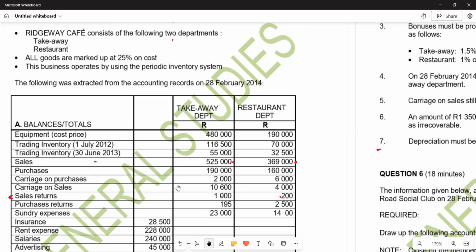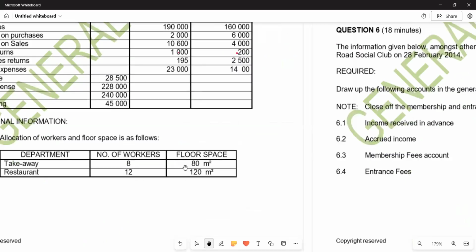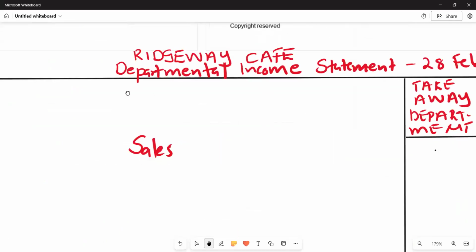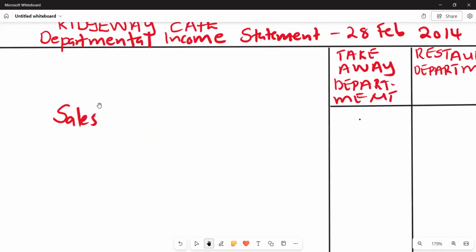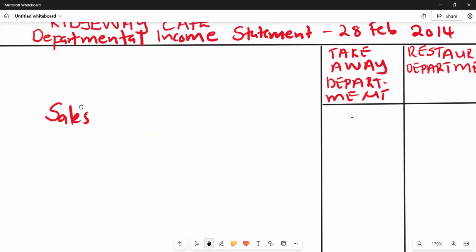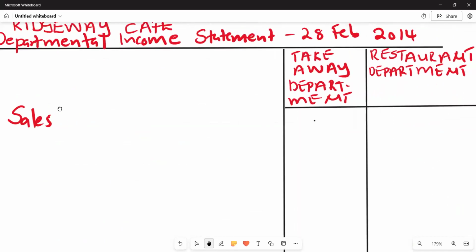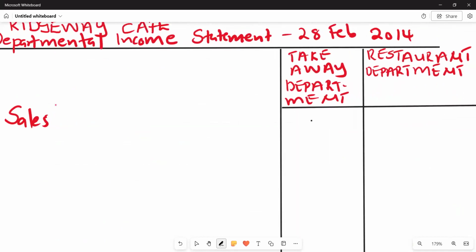Those calculations we now summarize in the brackets. These calculations are very important for the marker because they show where you are getting the figures, so you have to summarize the workings in brackets. In this case we have two columns, so you put the formula for the first column first, and then the other formula after that. Then, for sales for the takeaway department, we say 725,000.